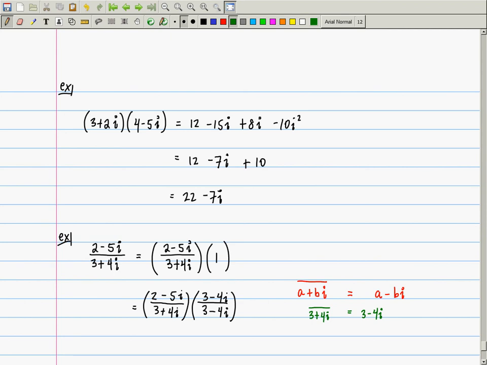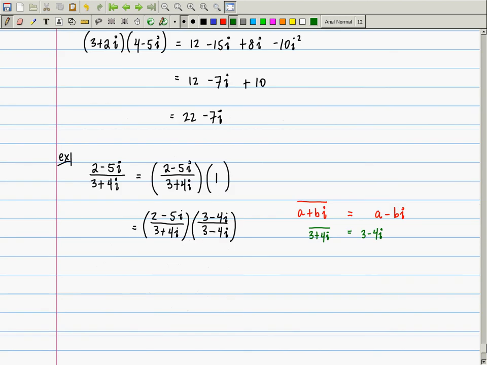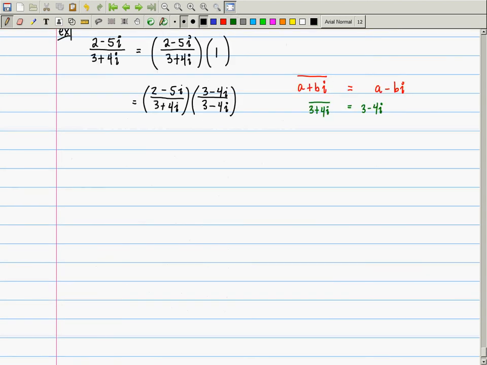At any rate, when you carry out this product, lots of very fancy cancellation happens. So, in the numerator, you get 6 minus 8i, minus 8i, and then minus 15i, and then plus 20i squared. In the denominator, you get 9 plus 12i minus 12i minus 16i squared.